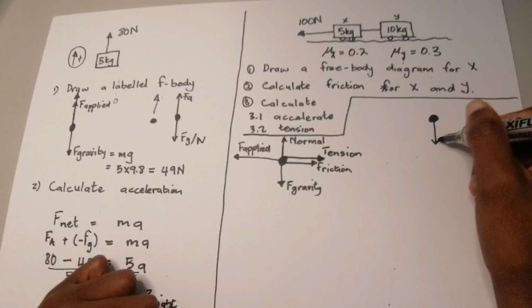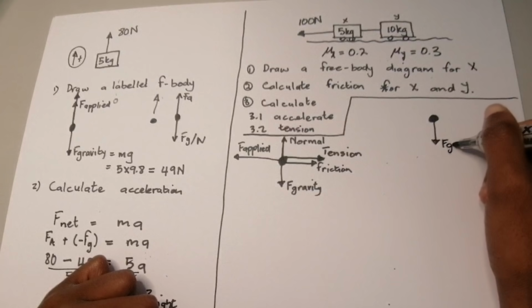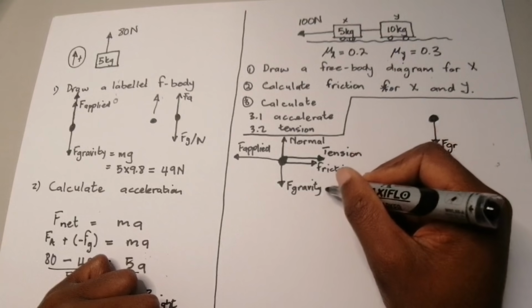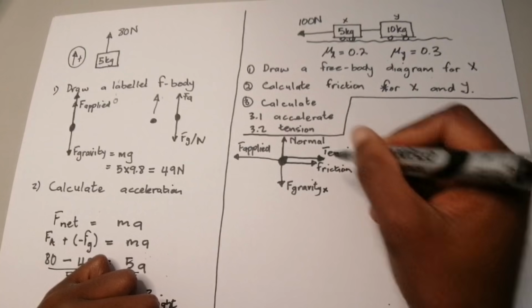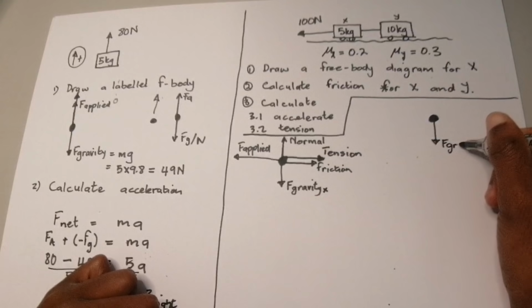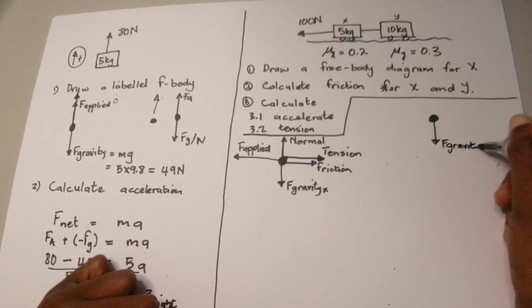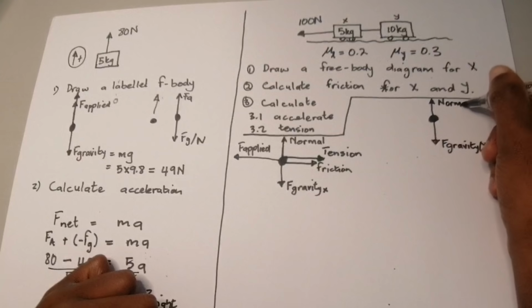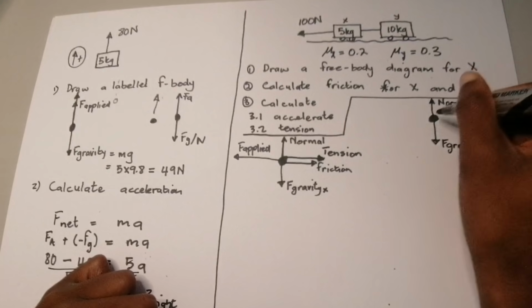Of course, that's going to be the force of gravity. You're quite right. If you don't mind, let me call this force of gravity X. All right, and then let's call this one force of gravity Y. Okay, and then we've got the normal force. Okay, so that's the normal force. Of course that's the normal force on Y.